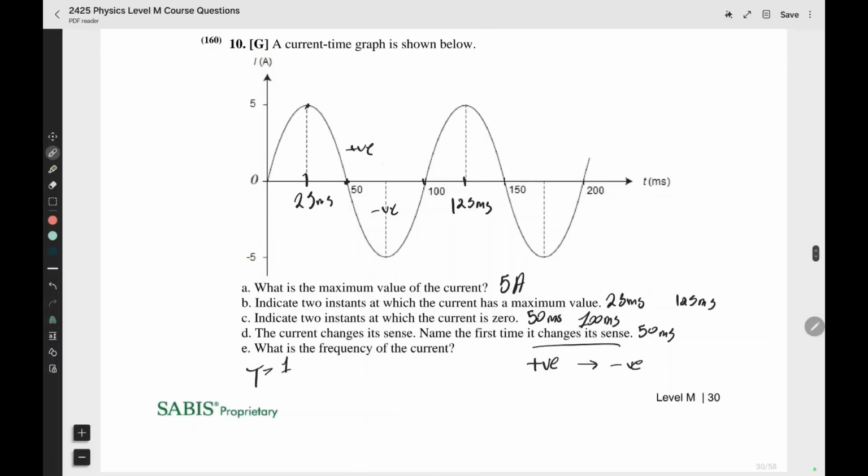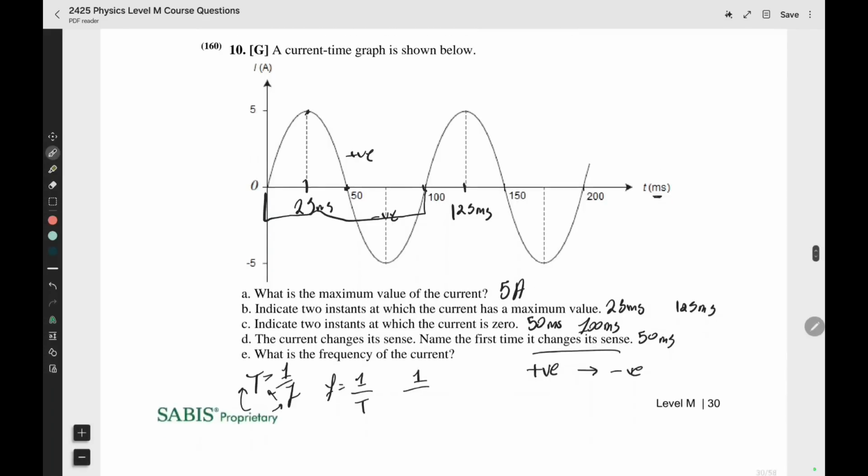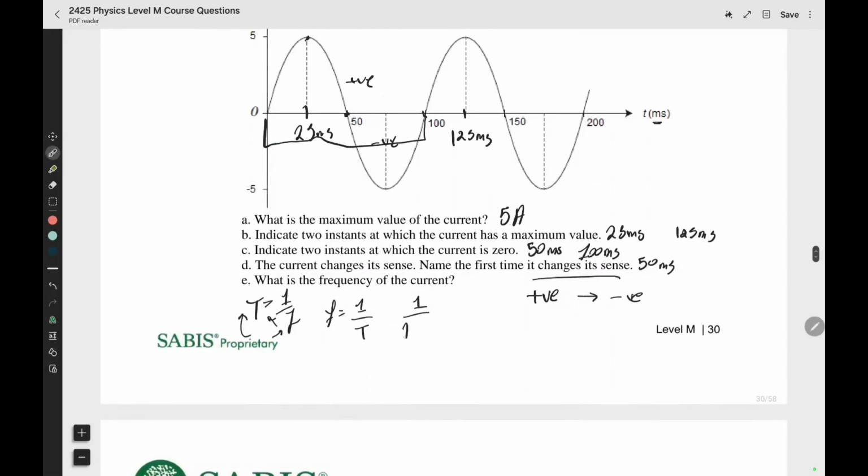What is the frequency of the current? Remember, T is equal to 1 over frequency. If you switch up the formula, you're going to get that F is equal to 1 over T. What is our period? How long did it take for one complete cycle? 100 milliseconds. Please do not do 1 divided by 100. It's milliseconds, so you divide the time by 1000. 100 divided by 1000, because it needs to be in seconds, is 0.1. So you're going to get 1 over 0.1, which is 10 hertz. The unit of frequency is hertz.